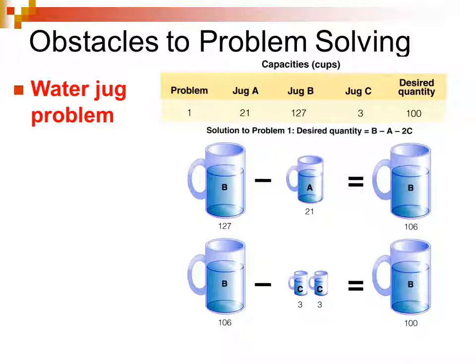The next step is to fill up jug C with water from jug B, and then to dump the water out of jug C and fill it up with water from jug B again. Or again, to put it more mathematically, jug B minus 2 jug C. When you do that, you're left with 100 cups of water in jug B, the desired quantity for problem number 1.